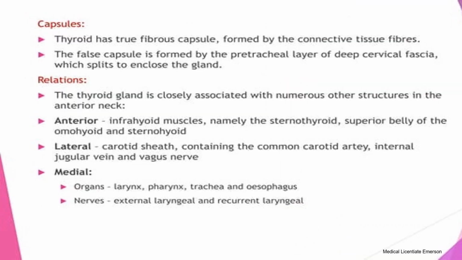Okay, then in terms of structural anatomy, the membrane or capsules. So the thyroid has a true fibrous capsule formed by connective tissue fibers. The false capsule is formed by the pretracheal deep cervical fascia, which splits to enclose the gland. Then in terms of relations, the thyroid gland is closely associated with numerous other structures in the anterior neck.